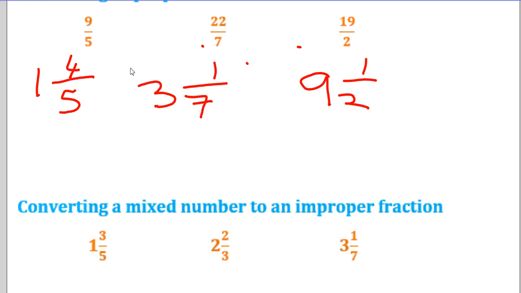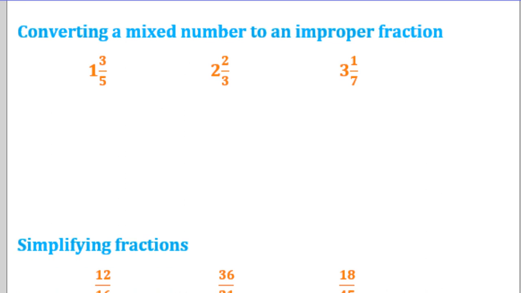So what if we had to do the reverse? What if we had to convert from a mixed number to an improper fraction? So looking at this example here, if it was 1 and 4 fifths, you'd think, okay, what's 1 times 5? 5 plus 4 would give 9 fifths. So let's apply the same method here, converting a mixed number to an improper fraction.